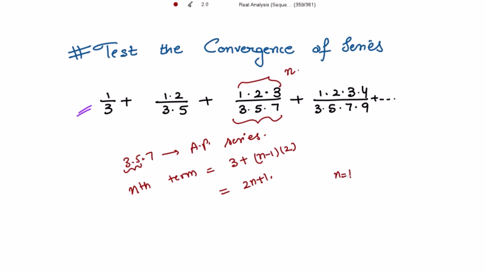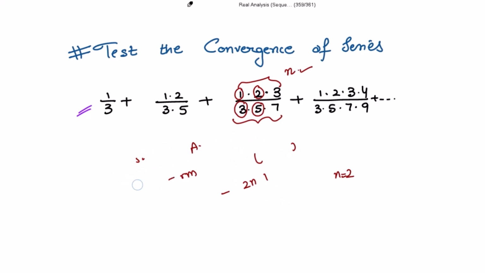For n equal to 1, we get in the numerator 1. And for n equal to 1 here, we get the first number in the denominator to be 3. Similarly, for n equal to 2, we get 2 over here, and for n equal to 2 in the denominator, we get 5. Likewise, the other numbers. Okay, so because we know the nth term of the numerator and denominator, we are going to prefer the ratio test.